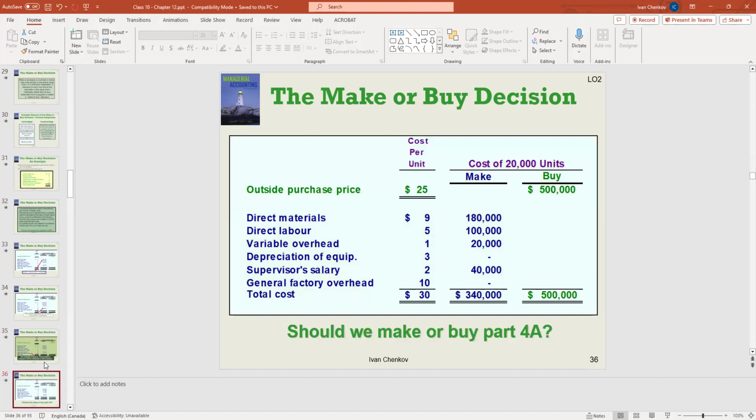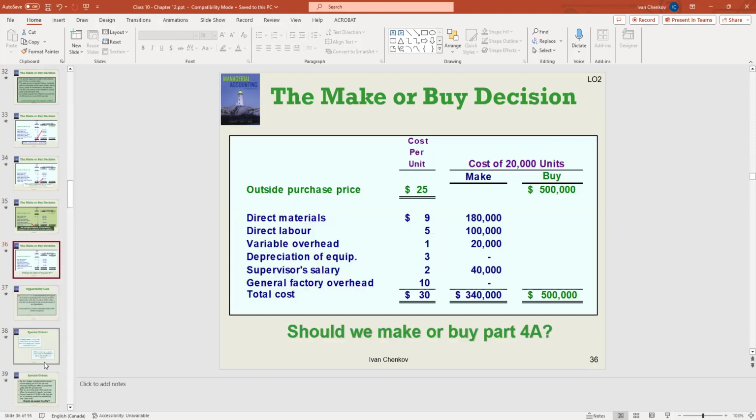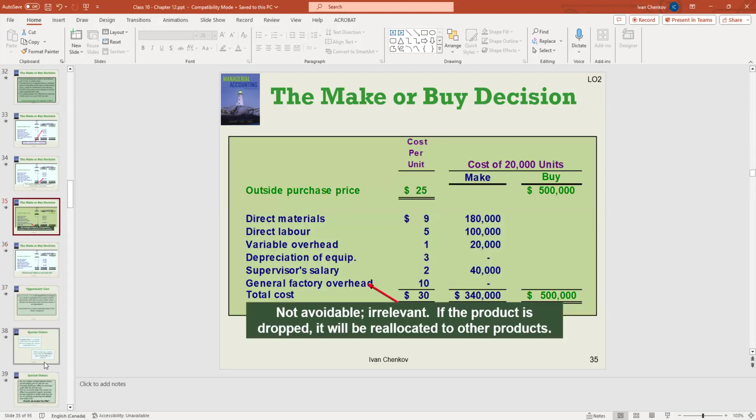So shall we make or buy? Definitely make it. Again, the decision lies on the fact that we are allocating common cost, which is general factory overhead, into the cost of the product. And we are allocating depreciation on equipment, which has no resale value for us.